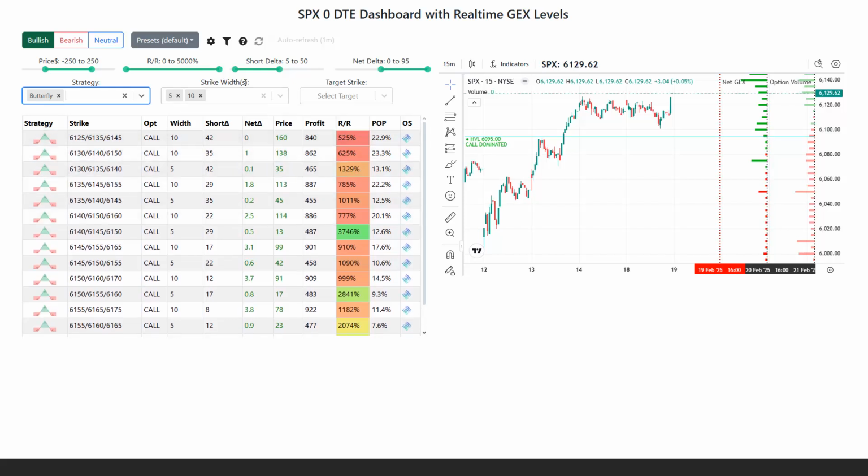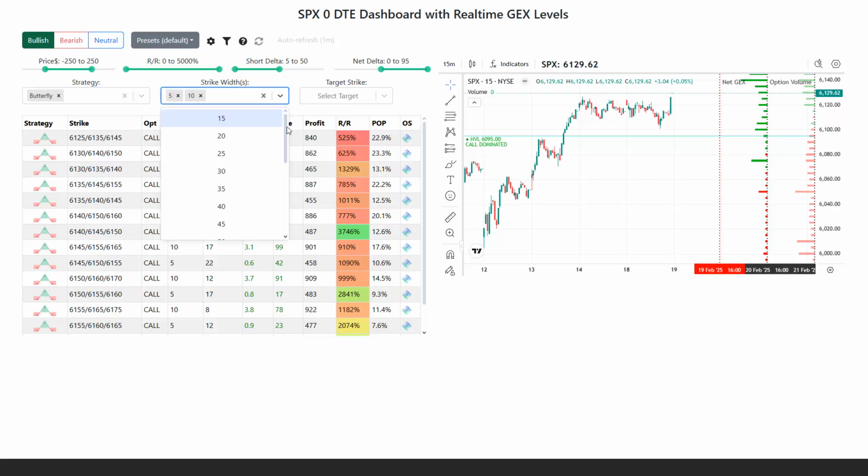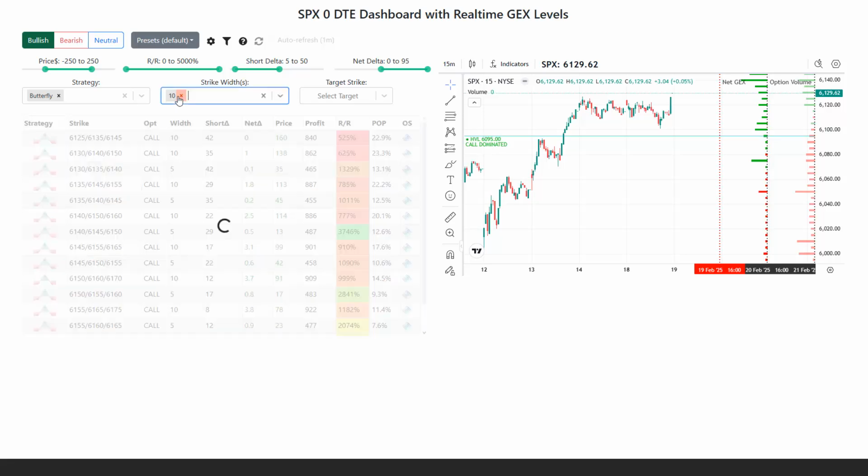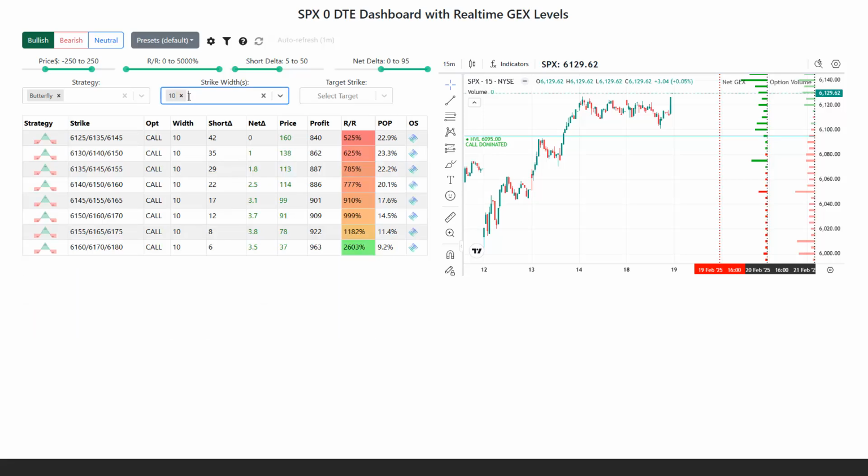the long and short legs is at least 5 or 10. I can insert more here, but I can also remove these values. For example, if I only want from 5 strikes or 10 strikes, then I delete the 5 and remain with the butterflies among the 10 strike ones. Now I can configure more options up here.